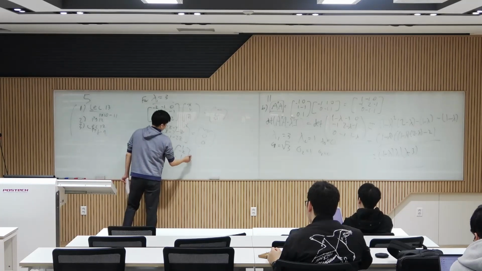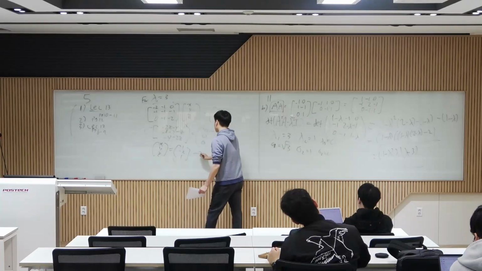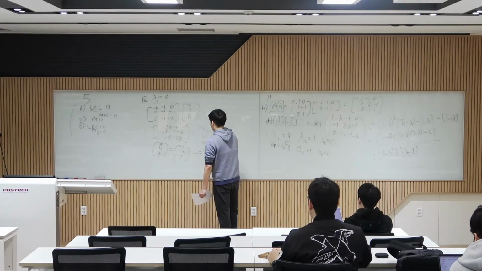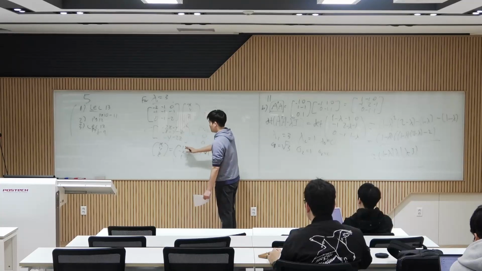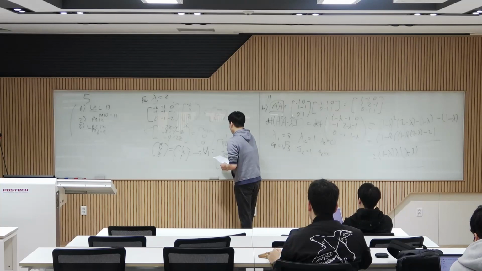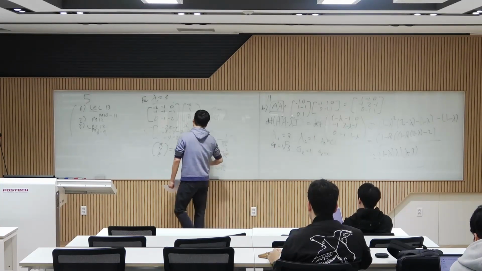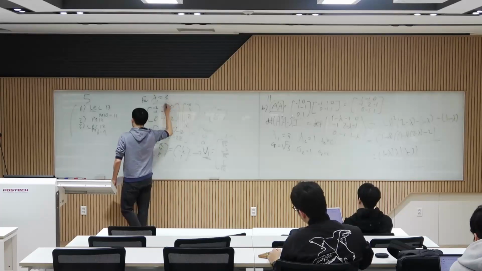We want to change this vector into unit length, so we just divide it by the size of this vector, which is root 6. So we get 1 over root 6 times the vector. So this is the first eigenvector corresponding to the first eigenvalue.